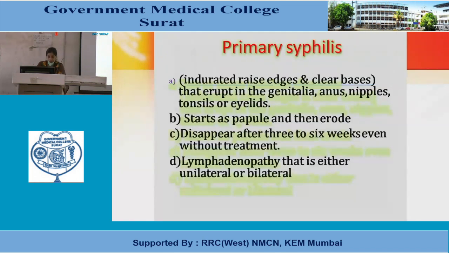So in primary syphilis, they are indurated, with a raised edge and clear base. They erupt in the genitals, anus, nipples, tonsils, eyelids, start as papules and then erode. They disappear after 3 to 6 weeks even without treatment. Lymphadenopathy is either unilateral or bilateral.